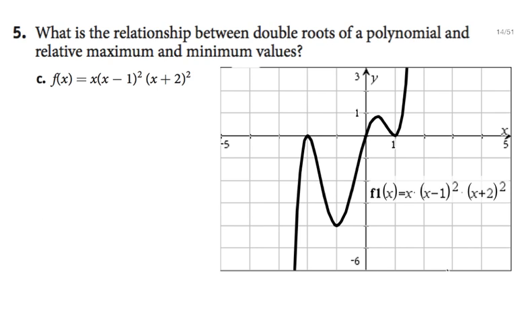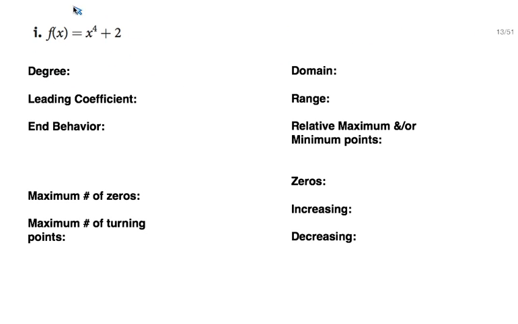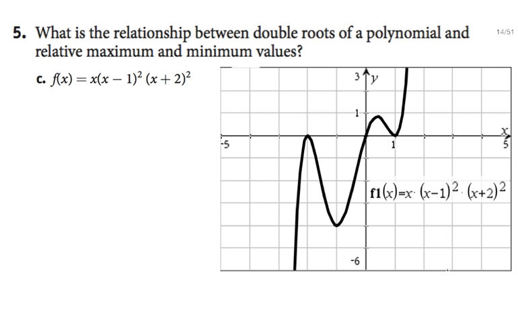So yesterday we were finishing up looking at our polynomials and figuring out all of this stuff with the polynomials. And one of the problems we looked at yesterday was an equation that looked like this. And I wanted to talk about the relationship between double roots of a polynomial and the relative maximum and minimum values. Okay, so notice that the equation has x times (x minus 1) squared times (x plus 2) squared.